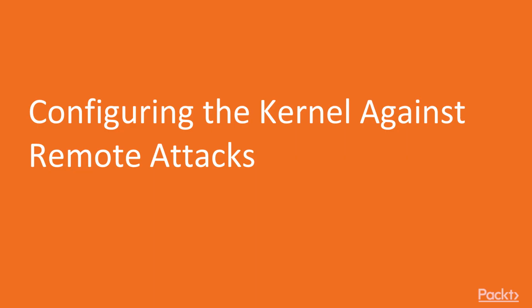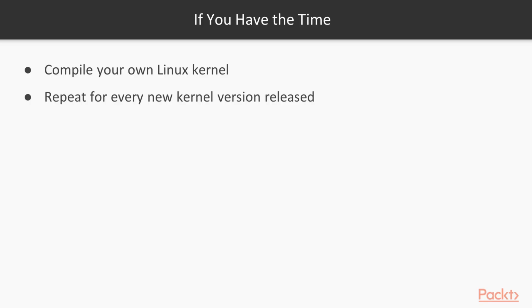We start with configuring the kernel against remote attacks. The Linux kernel is a very powerful tool. It has lots of features. Some of them are good for security and some of them are very bad for security. If you don't configure your own kernel, you will receive the kernel that was given to you by your Linux distribution. So, by configuring your own kernel, you can get full control of how the kernel should be.